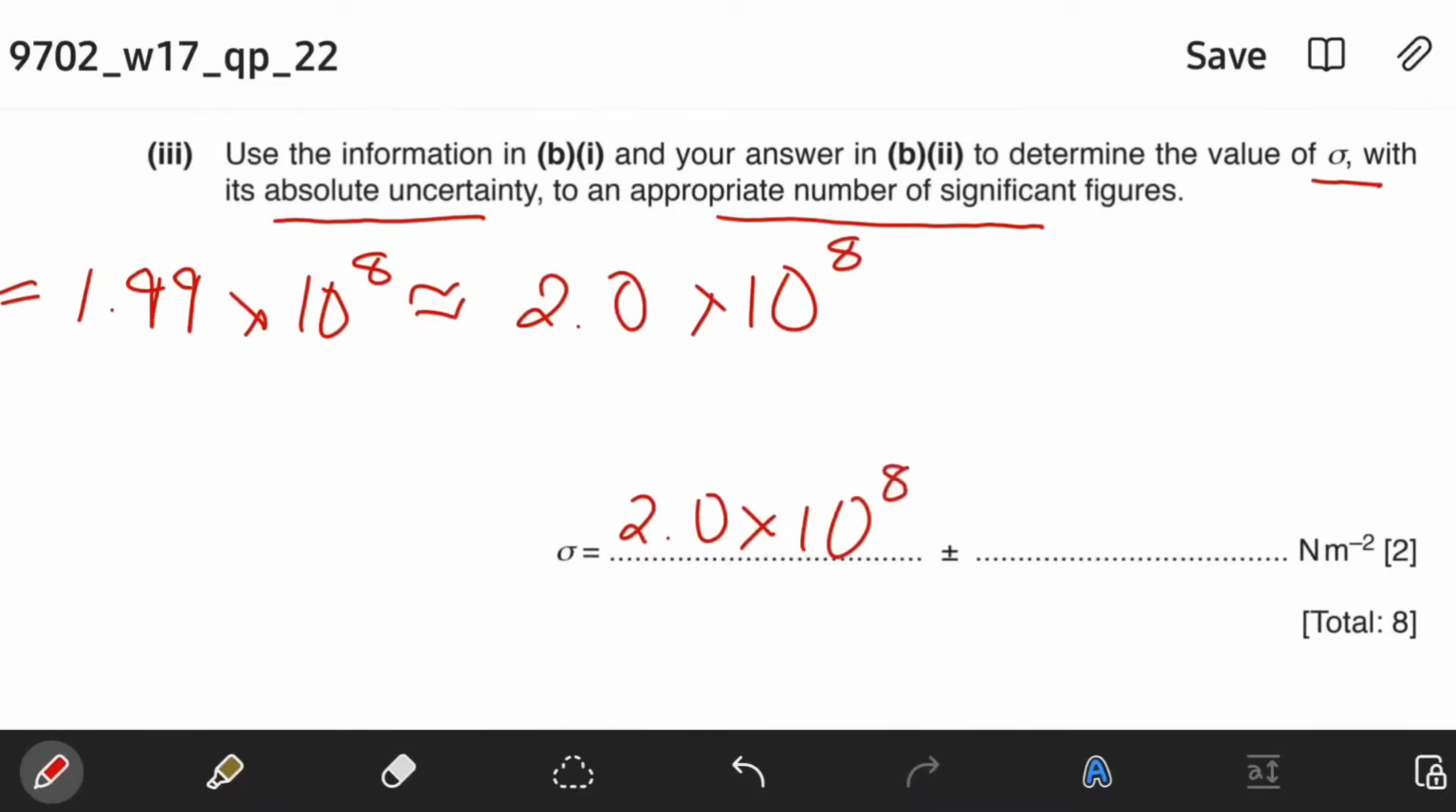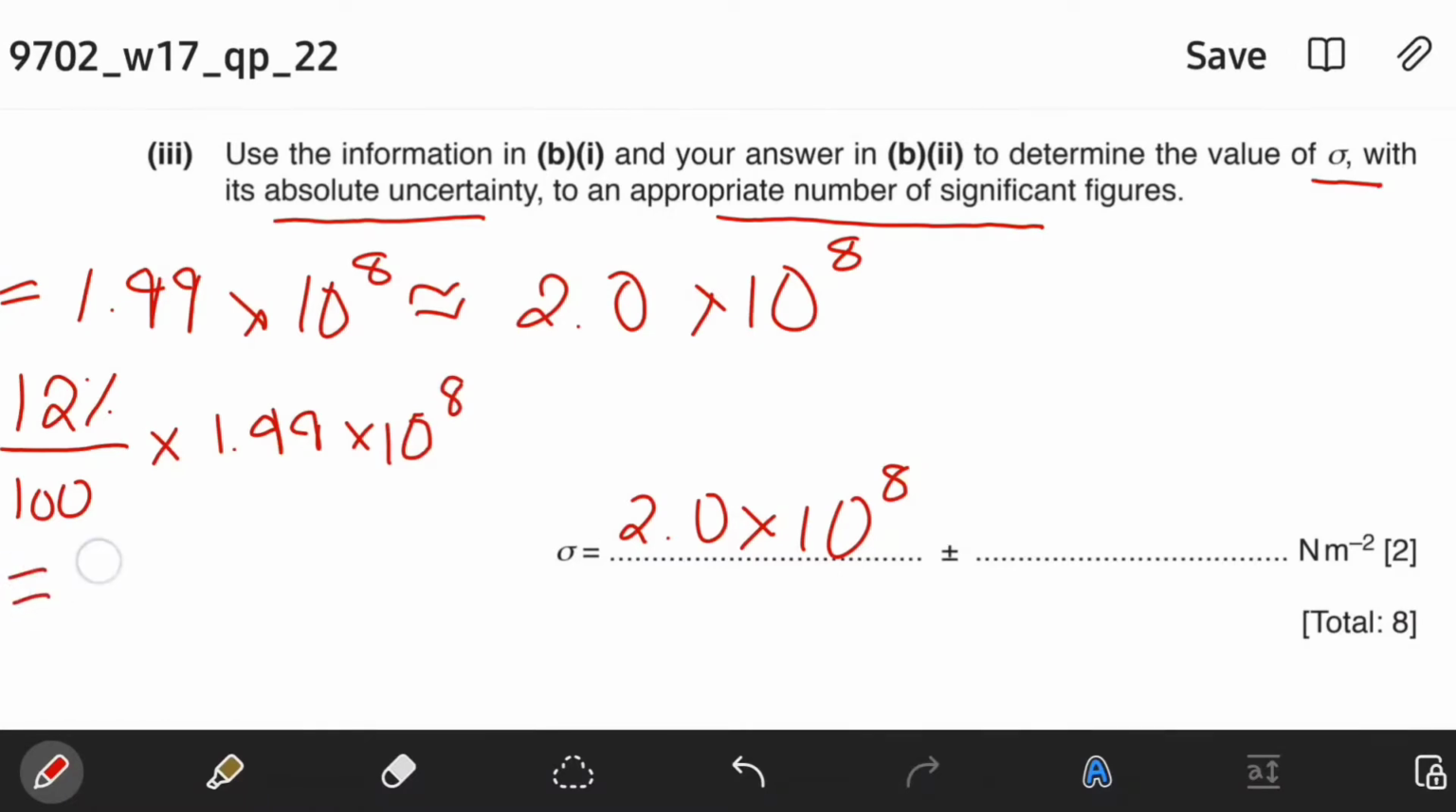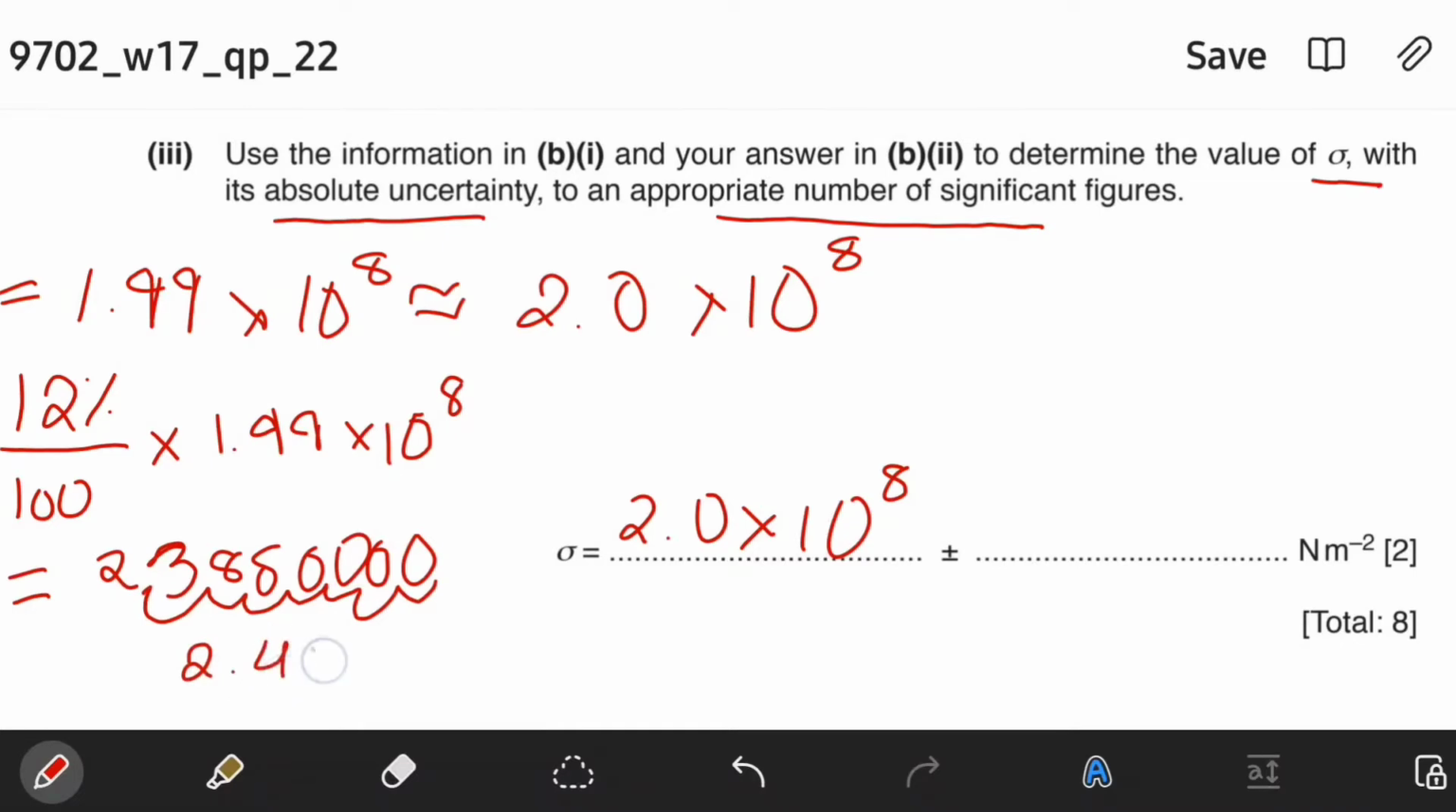Now we need to find our absolute uncertainty. For that, you need to take the percentage that you found in part 2, that is 12%. You always divide percentages by 100, and then multiply by the value 1.99 × 10^8 to find the absolute uncertainty, which comes out to be something like this. Now you need to convert this to one significant figure and also write it in standard form. Let us count this: 1, 2, 3, 4, 5, 6, 7. Right, 7, so 2.4 × 10^7.